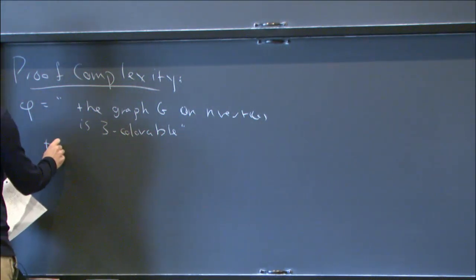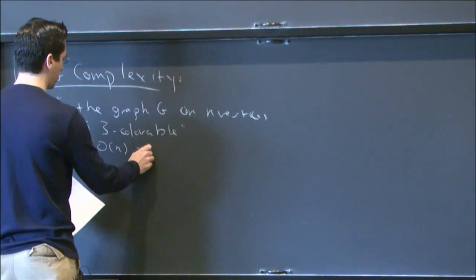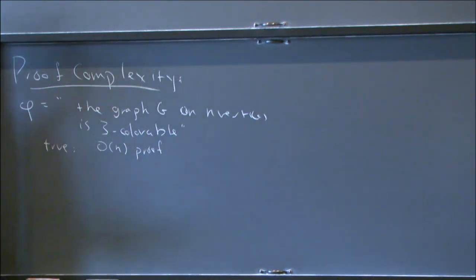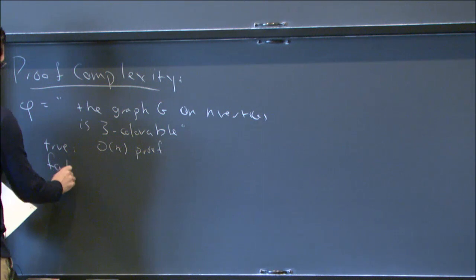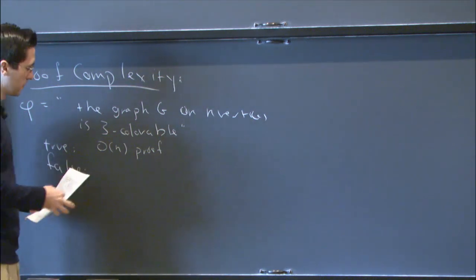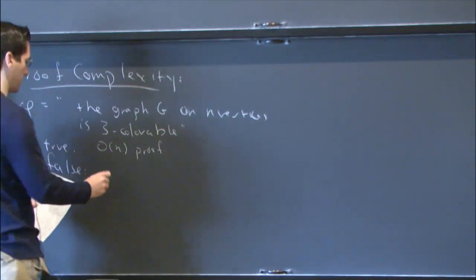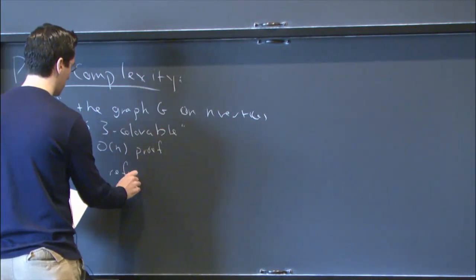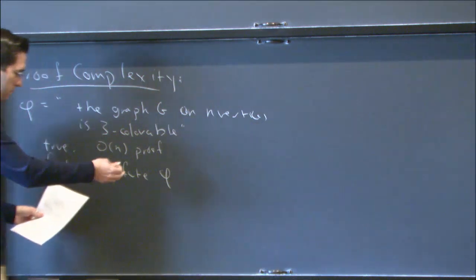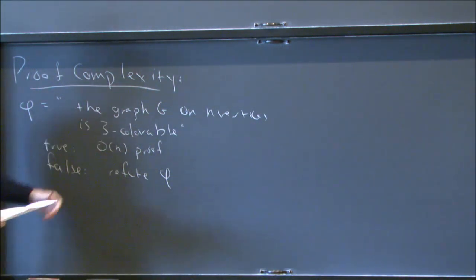And if it's true, then we all know that there's a linear size proof. You just give me the 3 coloring, and I can verify that this is a valid 3 coloring. But suppose that it's false. How do you prove that this statement is false in an efficient manner? You could talk about proving the negation, but I want to use different language. I want to refute phi. That's the terminology in proof complexity. So I want to refute phi, which is proving the negation.